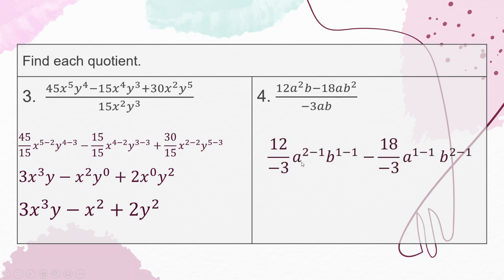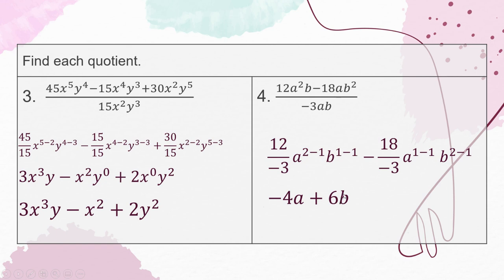For number 4, divide our coefficients and keep the base and subtract the exponents with our dividing like bases. 12 divided by negative 3 would give us negative 4. And then subtracting our exponents, we get negative 4a, because 1 minus 1 is 0. So I don't need to write b to the 0 power. I know that's 1. And then a negative divided by a negative is positive. So negative 18 divided by negative 3 gives us positive 6.